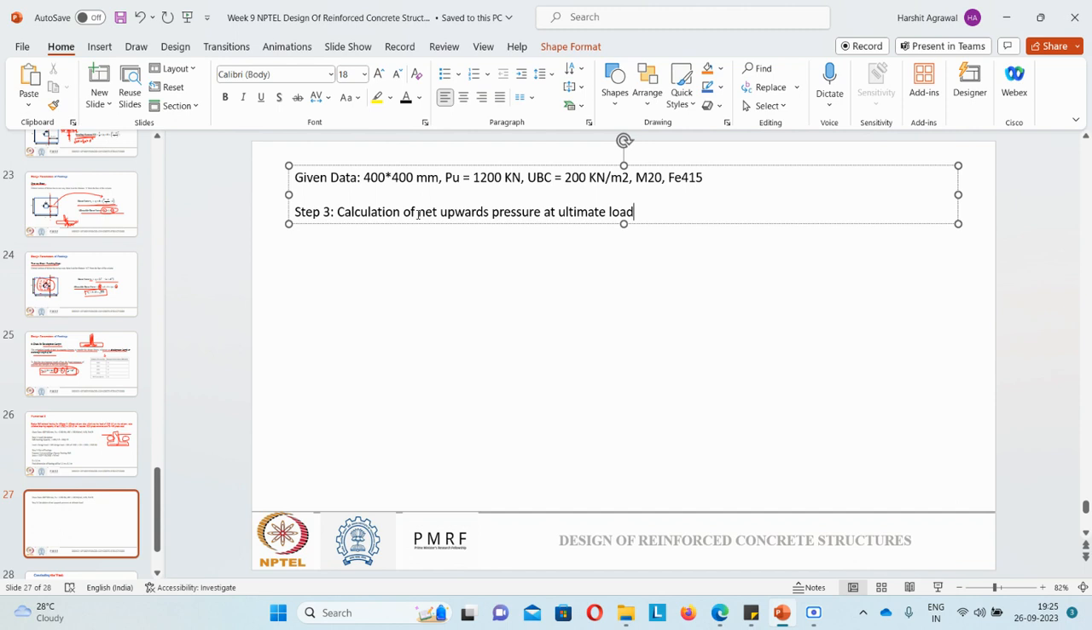Okay, so step 3 is, first I will calculate the ultimate load. My ultimate load will be nothing but 1.5 times the load that I calculated. So it will come out to be 19200 kilonewton.